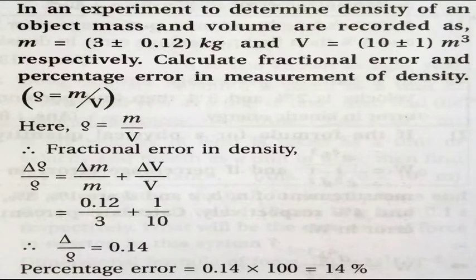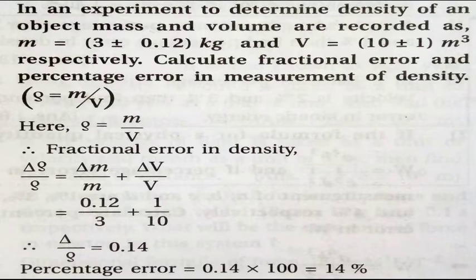Next question, in an experiment to determine the density of an object, mass and volume are recorded as m is equal to 3 plus minus 0.12 kilogram and volume is equal to 10 plus minus 1 meter cube respectively. Calculate the fractional error and percentage error in measurement of the density. Here rho is equal to m by v. So fractional error in the density is given by delta rho upon rho is equal to delta m upon m plus delta v upon v.